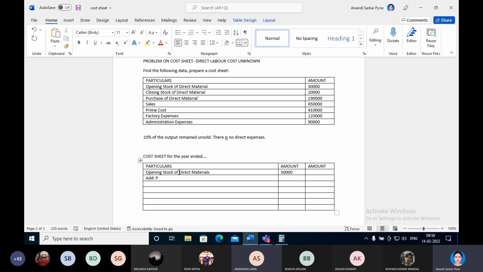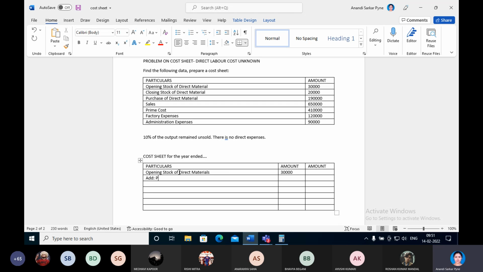You have only the prime cost figure. You do not have cost of production. You do not have cost of goods sold. You do not have works cost. You only have prime cost. Works cost also you can find out somehow, but then you don't have cost of goods sold, so that will be difficult.